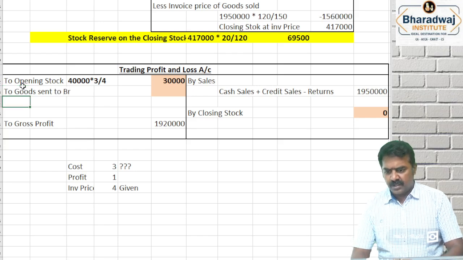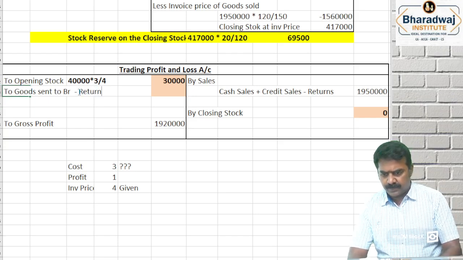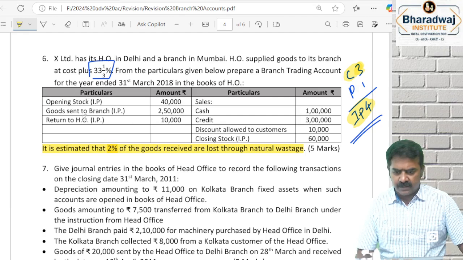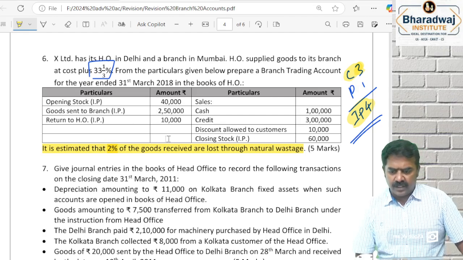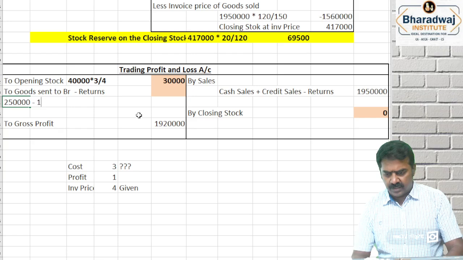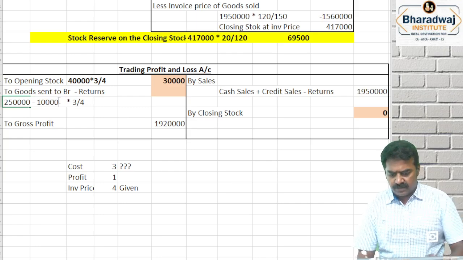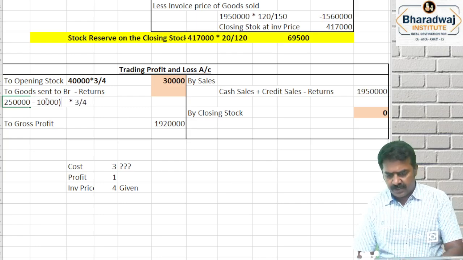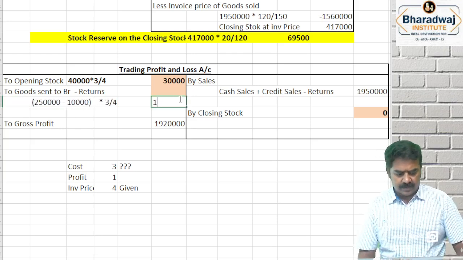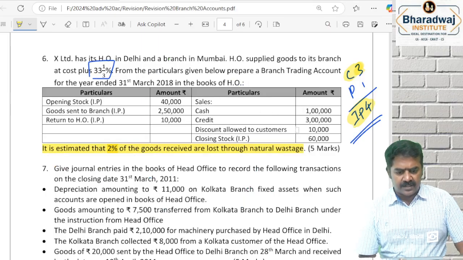Goods sent to branch minus returns. What is the goods sent to branch given? 2,50,000. Any goods returned? Yes, 10,000. 2,50,000 minus 10,000, this into 3 by 4, because this is at invoice price. To get them at cost price into 3 by 4. 1 lakh 80,000. Sales will be cash sales plus credit sales minus returns.